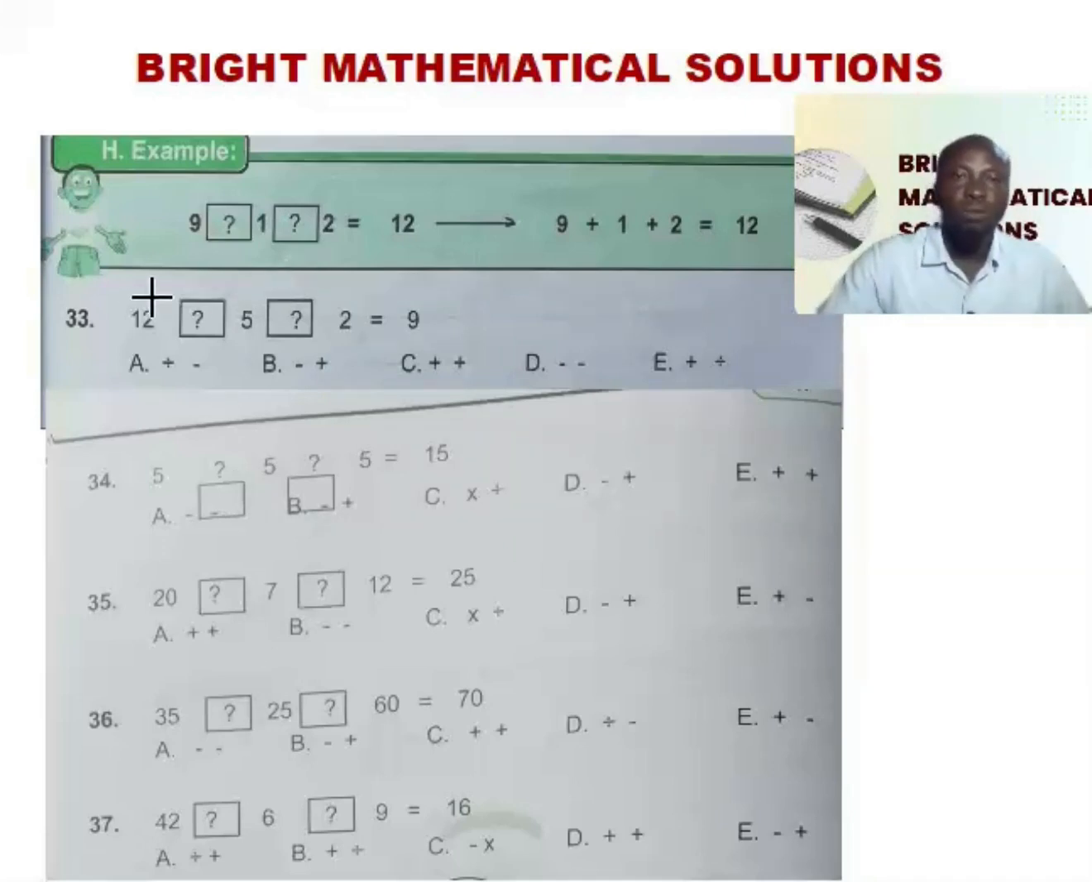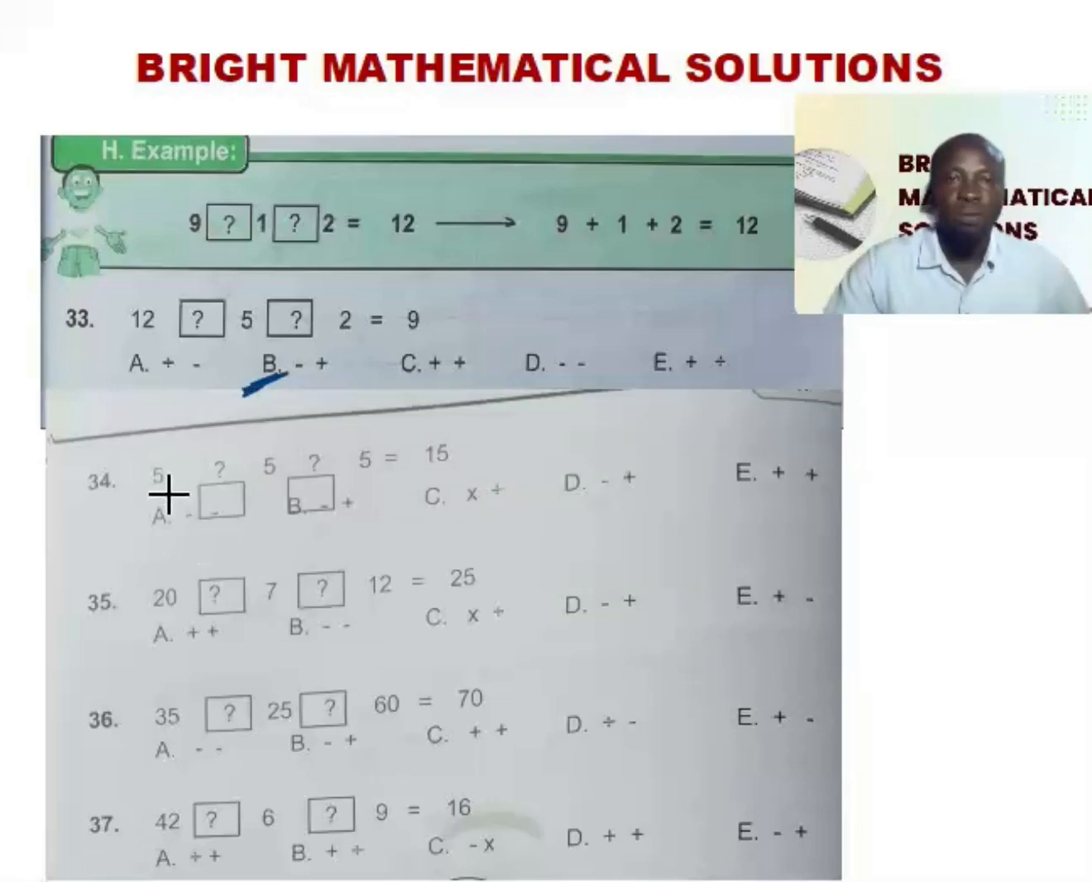Now let us get to it. We are looking for 9. So 9 dash 5 dash 2. So let's take the first option that we're given here, plus or minus: 12 plus 5, that's 17 minus 2. It's not possible. The second one, 12 minus 5, that's 7, plus 2, that's 9. So our final answer here is B.